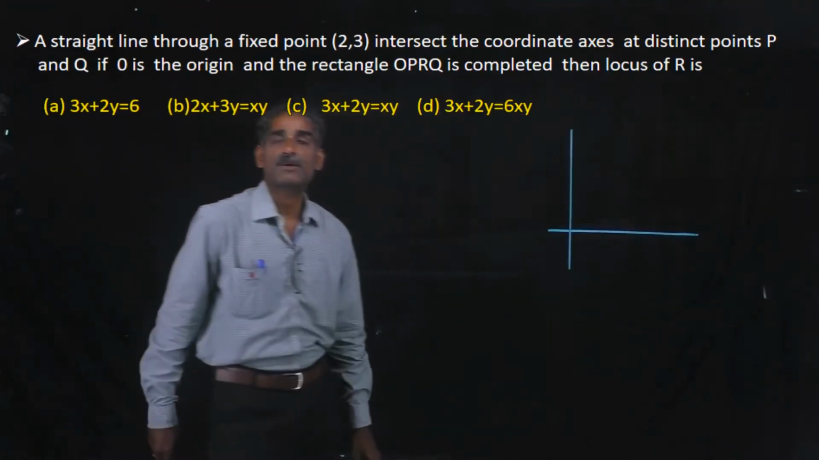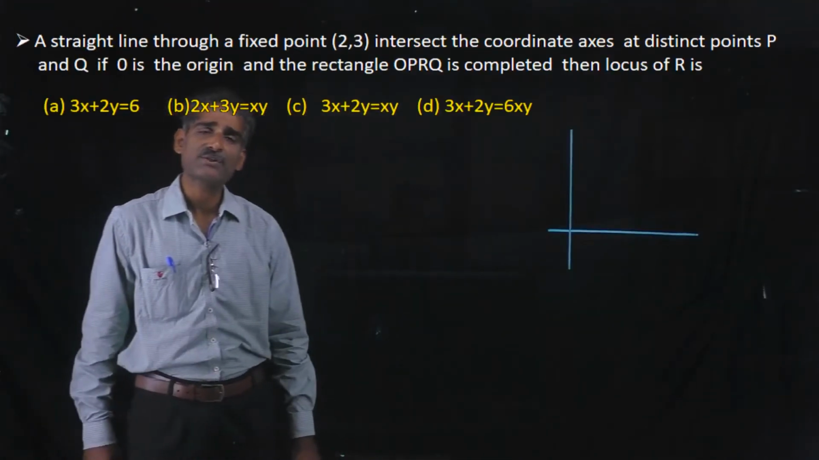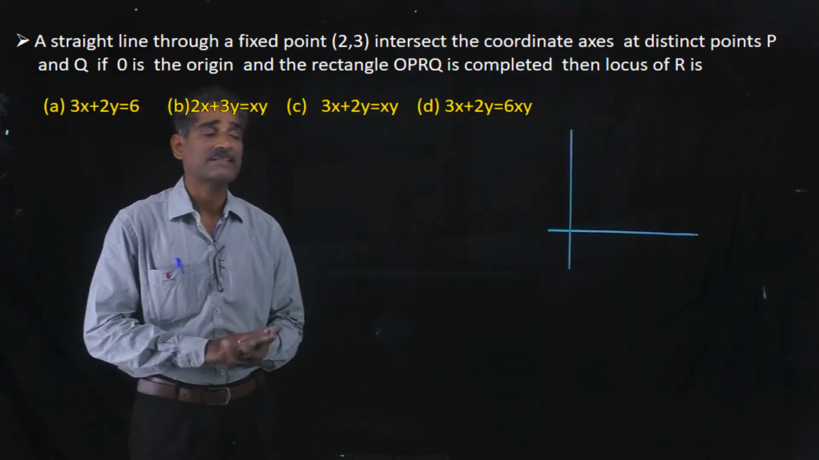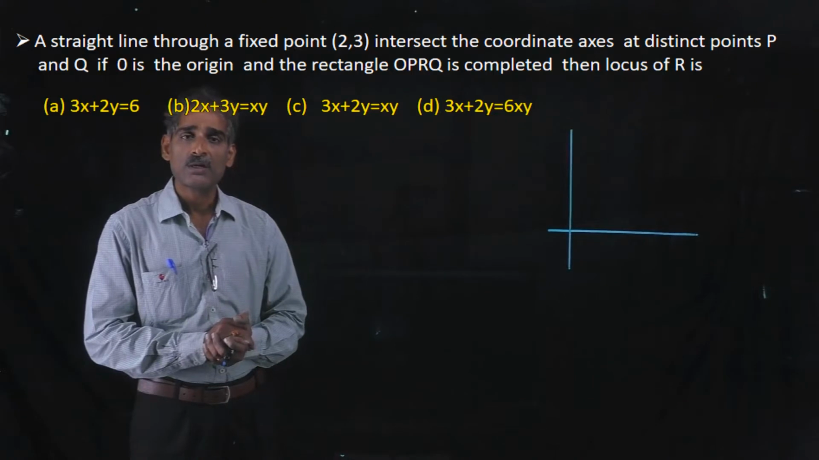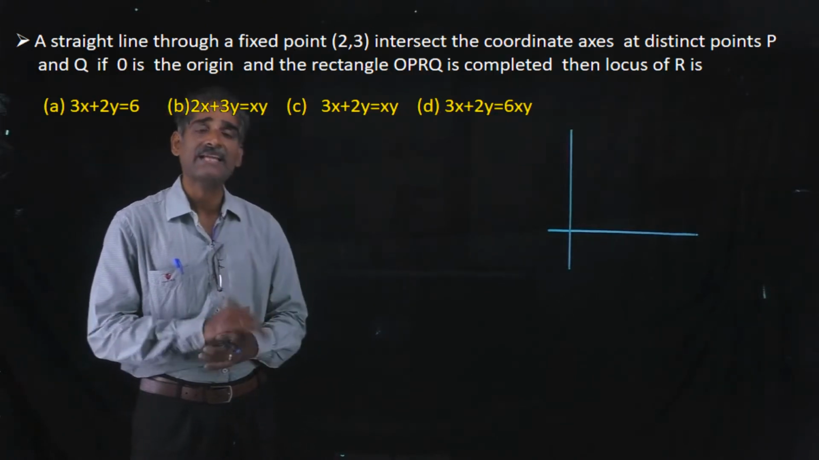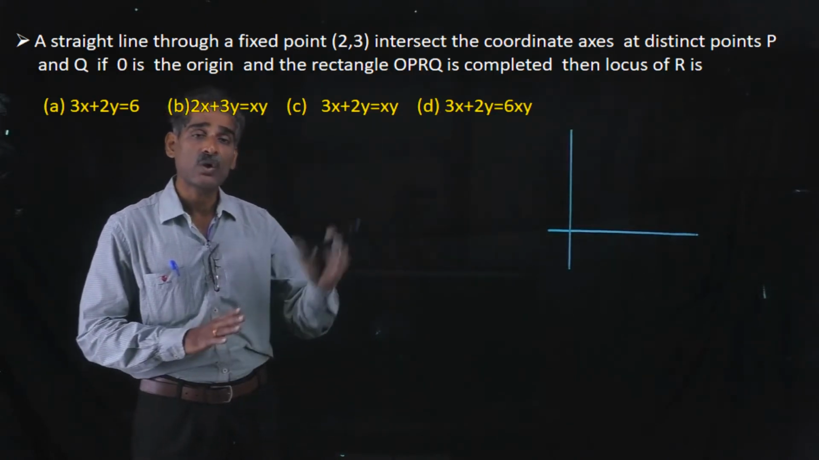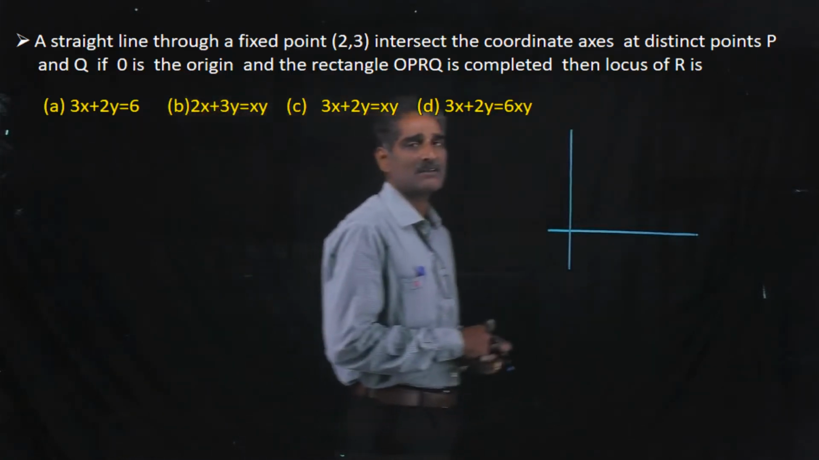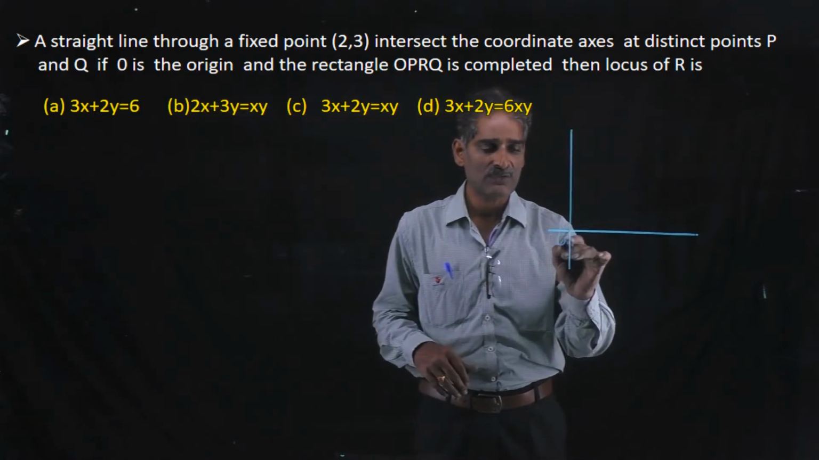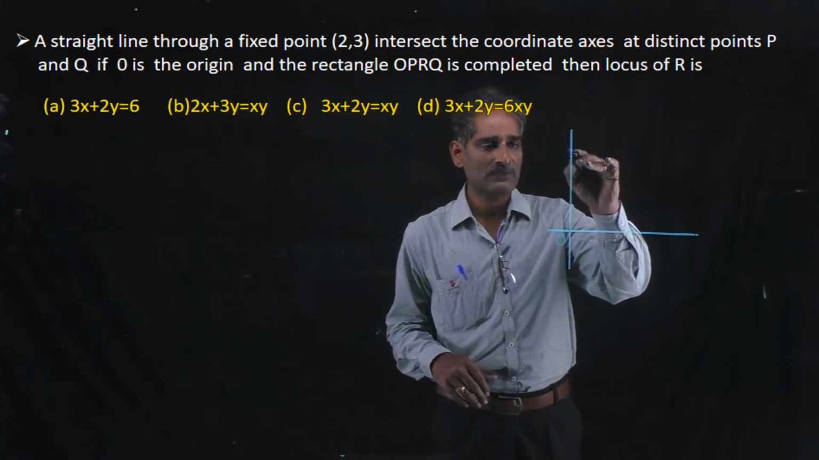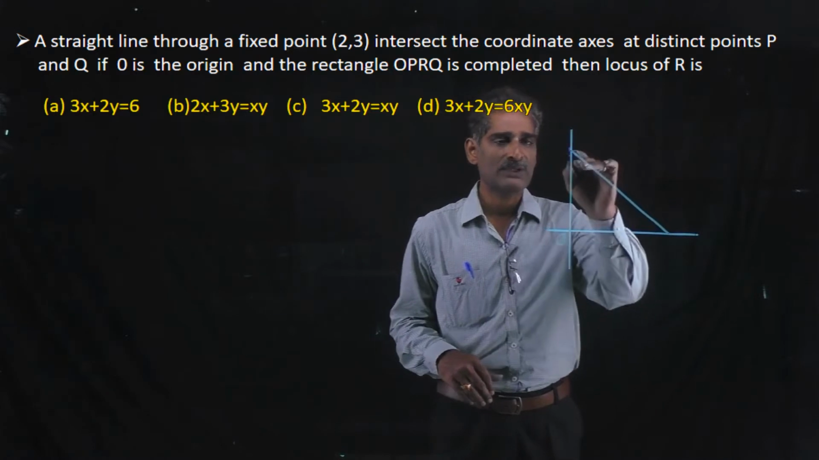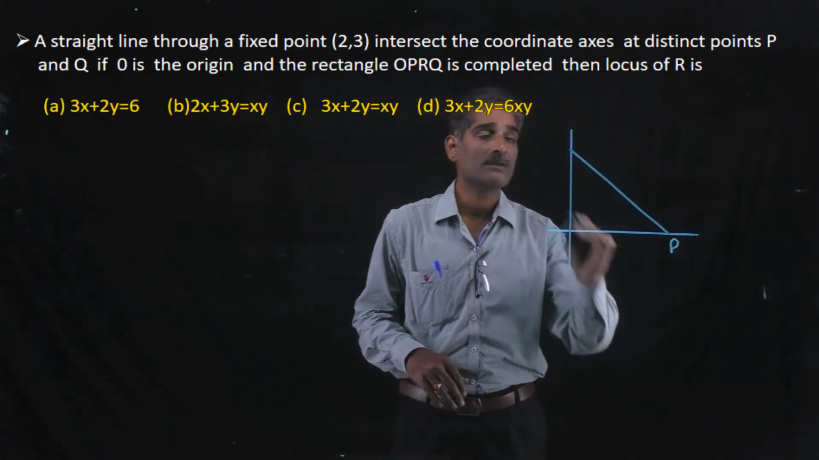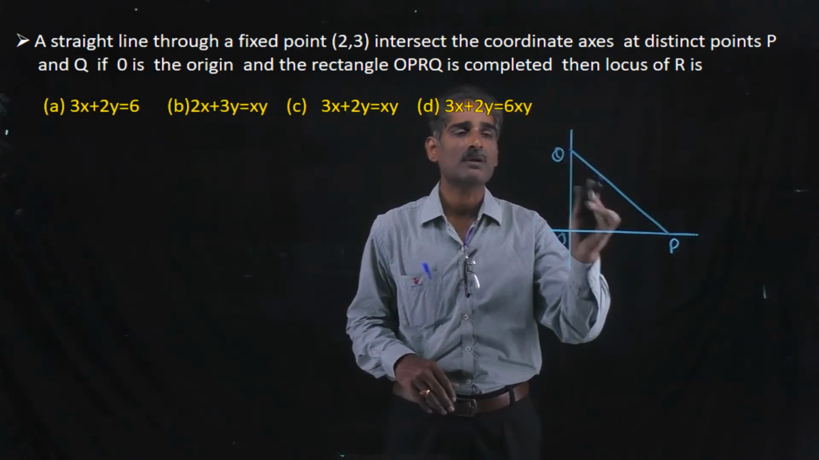Okay, see this problem. A straight line through a fixed point (2, 3) intersects the coordinate axes at distinct points P and Q, and it forms a complete rectangle with O and R. We have to find the locus of R. We know this is the position of O. Suppose this is the point of intersection of the line with the coordinate axes. We are given P and Q.